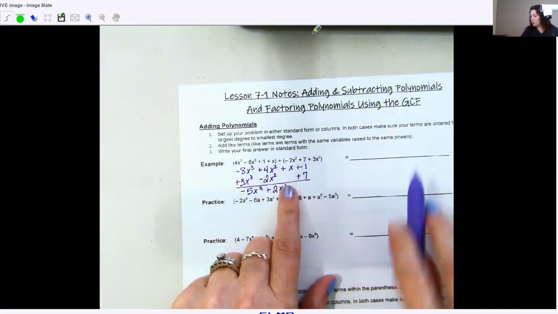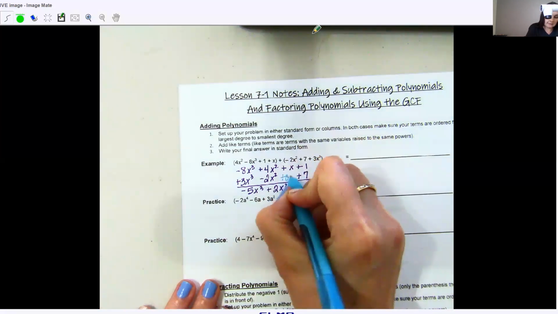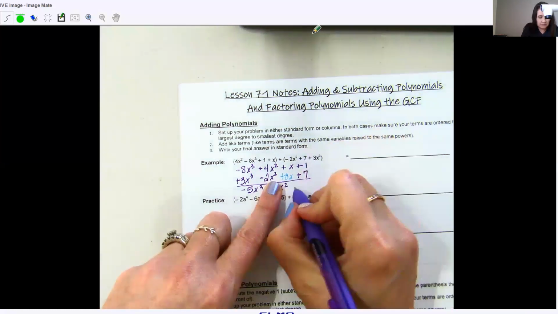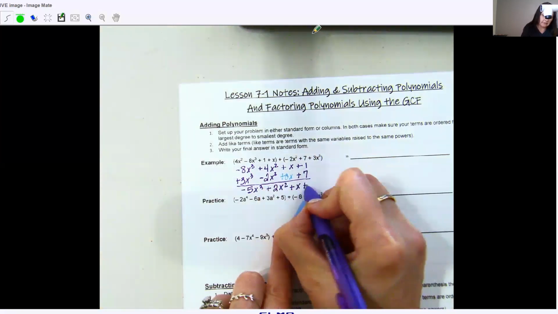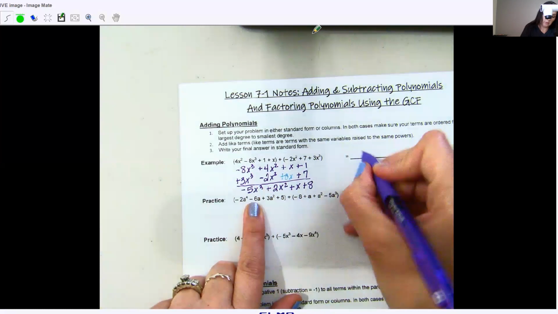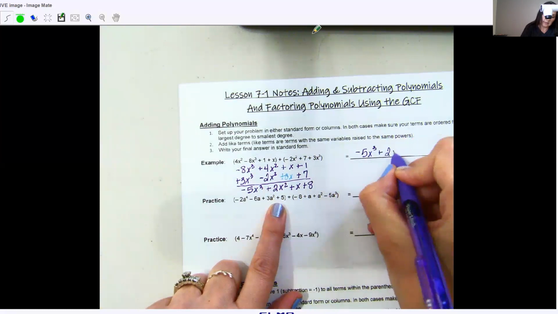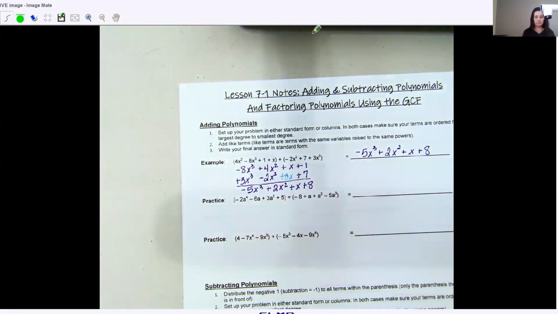Now notice here, I don't have a term. If it helps, you could put plus 0x because it just didn't have a monomial with a degree of 1 within that polynomial. So you're just really adding it to 0. You don't have to write in the 0x. Sometimes I do. So I have x. And then 1 plus 7 is 8. And this is my answer to this problem. Negative 5x cubed plus 2x squared plus x plus 8. Okay.